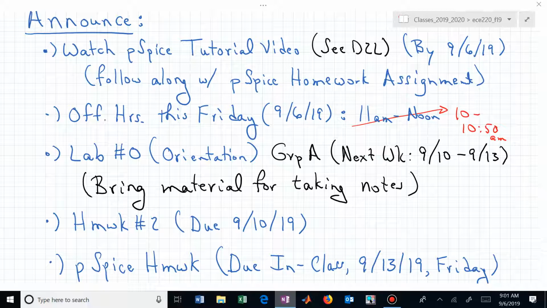And I want you to turn that in class, a hard copy with your name on it. And if it consists of 2 pages, make sure those are combined in some way with a small staple if possible. The orientation labs, lab number 0s, begin next week for Group A. And make sure that you bring something to those labs to take notes with.